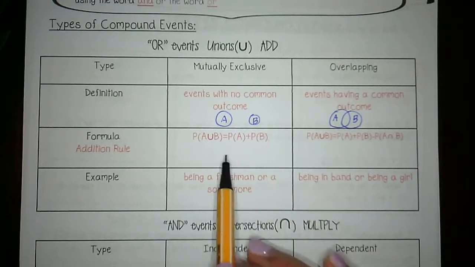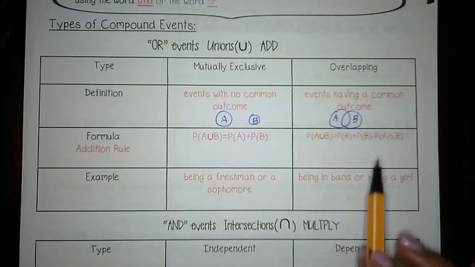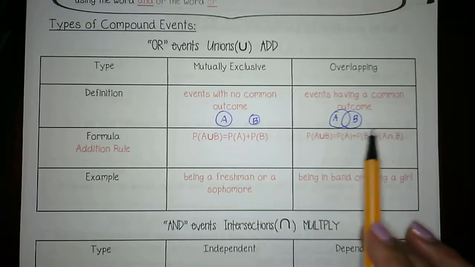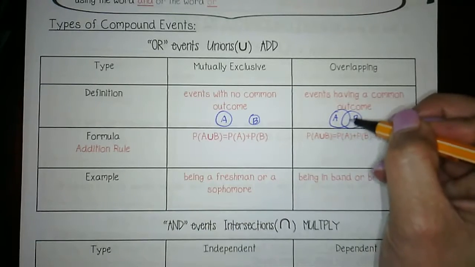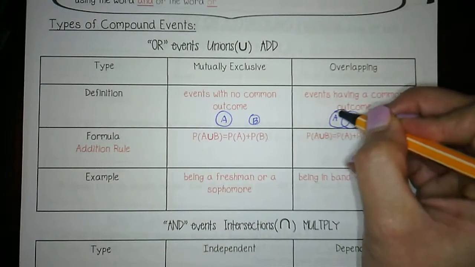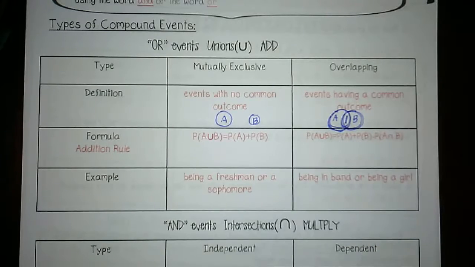So mutually exclusive, you just add the probabilities together. If they are overlapping, you add the two probabilities together and subtract the overlapping, because what's happened now is we've counted this twice. If I count all of A and then all of B, I've counted this twice and I only want to count it once. So those are your formulas.